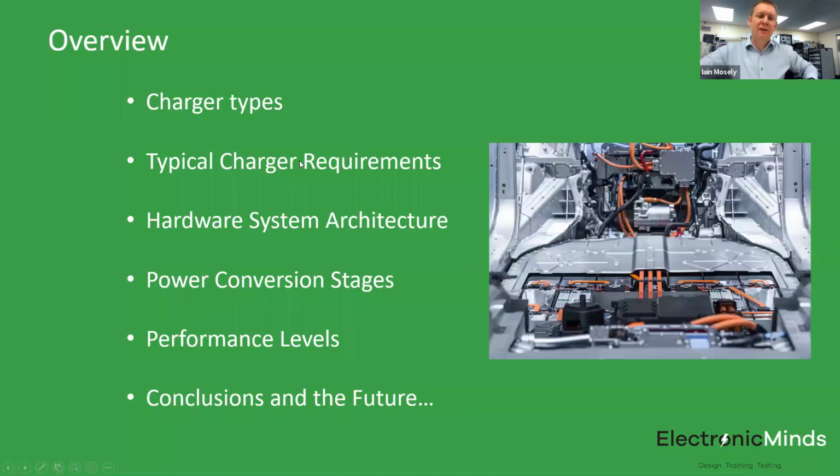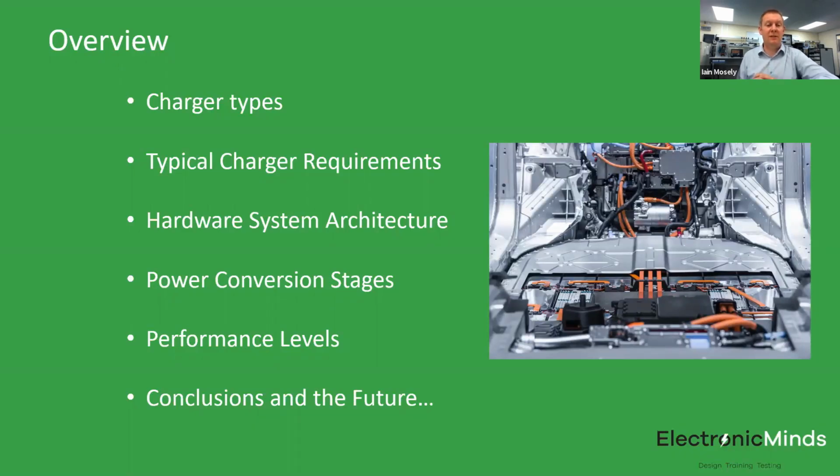Okay, so a brief overview of what I'm going to talk about. This is really going to be quite high-level stuff. Firstly, I'd like to talk about the two main types of chargers that you'll see in the field when you're charging your electric vehicle, just to differentiate between the architectures of those. I'll then move on to have a little look at some of the typical charger requirements and the sort of aspects that we like to design into these chargers to make sure they perform well. And we'll briefly discuss then the hardware system architecture that is suitable for this sort of application.